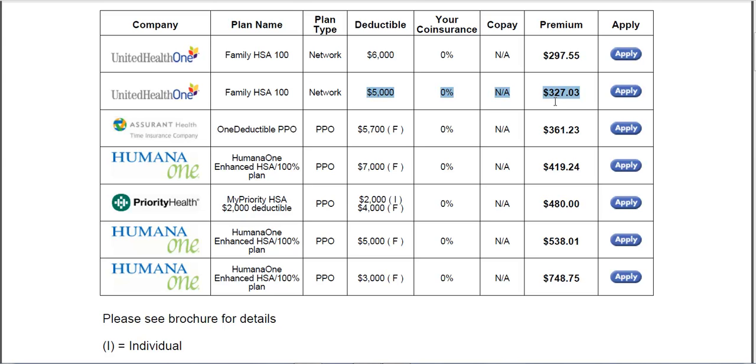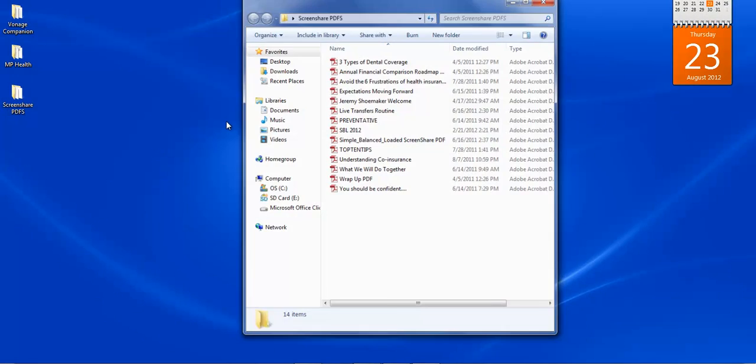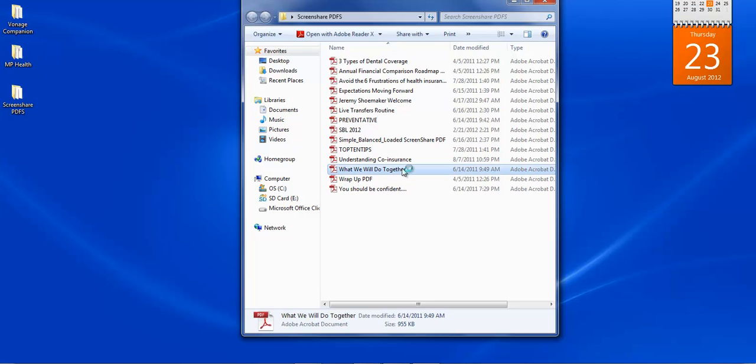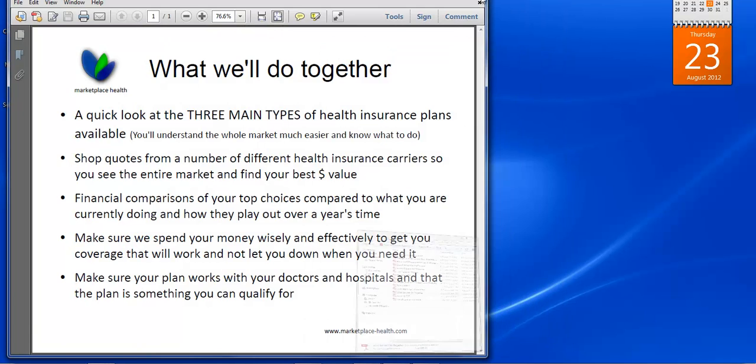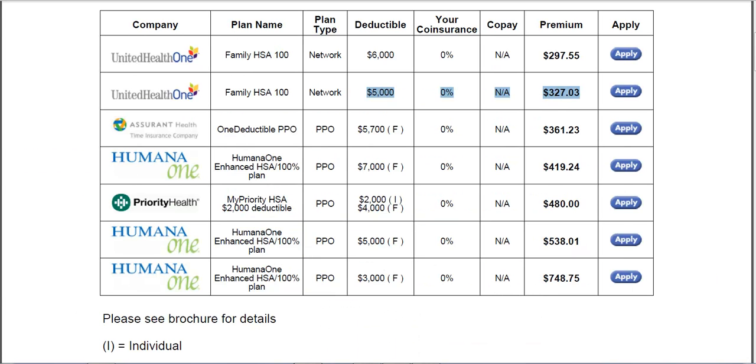We've taken the time to shop the market, to see everything, and now you're getting a whole bunch more for your money than you did before. And if we jump back to what we'll do together, the first thing we said is that we're going to make sure we spend your money wisely and effectively, right? And that's really what we're doing here. We're not randomly going out. We're looking. We're making sure, and that's a really good way to shop.